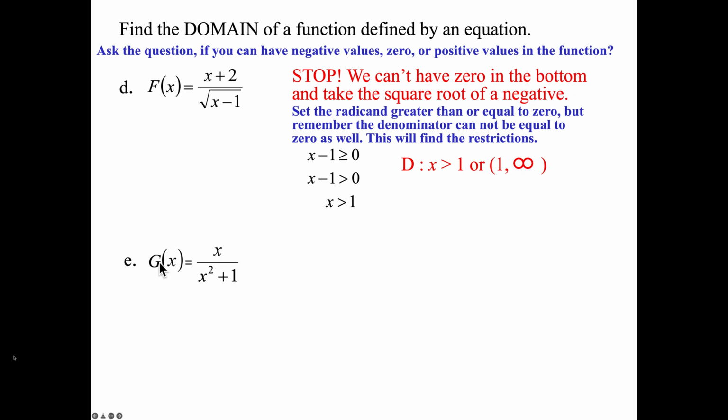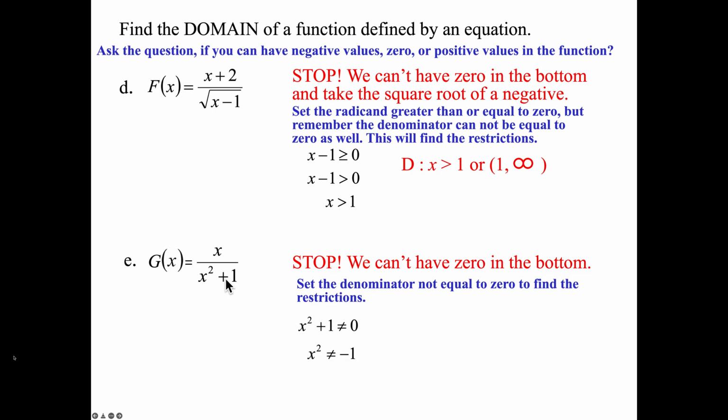Next example, capital G of x is equal to x over x squared plus 1. Again, we have a fraction. Immediately tell yourself the denominator cannot be equal to 0. So I take my denominator x squared plus 1 and I set it not equal to 0, and I'm going to solve it for x. I subtract over the 1. And wait a minute. X squared cannot be equal to a negative 1.